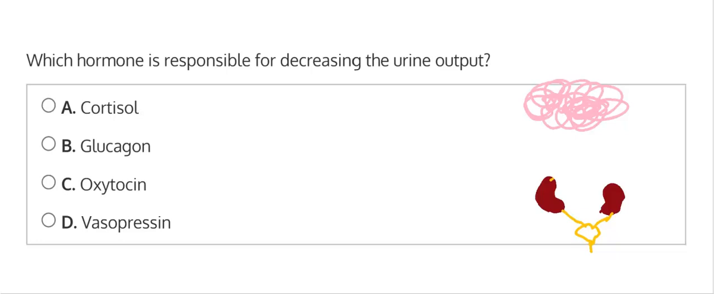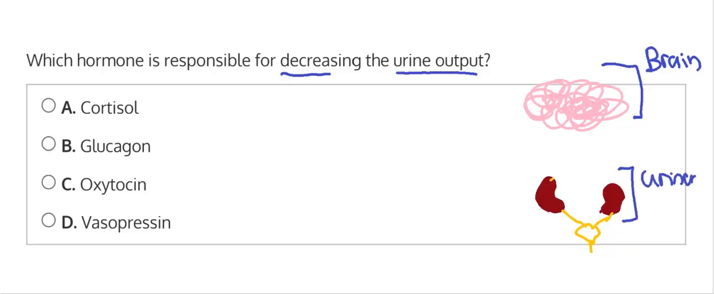Which hormone is responsible for decreasing the urine output? And what this is referring to is that there's a hormone. It's located in the hypothalamus, and it is in the brain. And the brain has a connection with the hormone usage to the urinary system here, which over here we see the kidneys, which has the ureters, the bladder, the urethra.